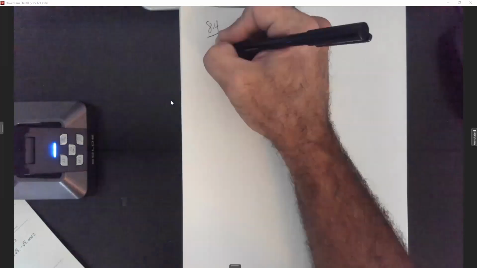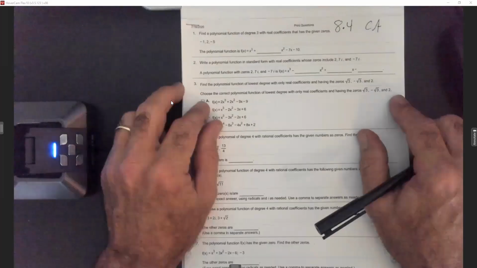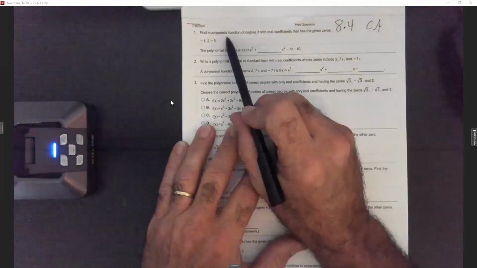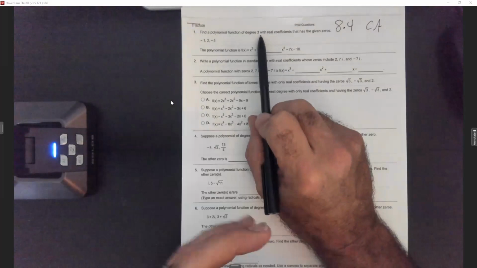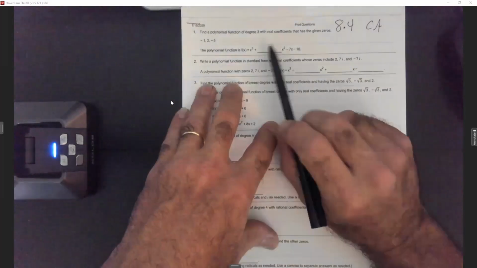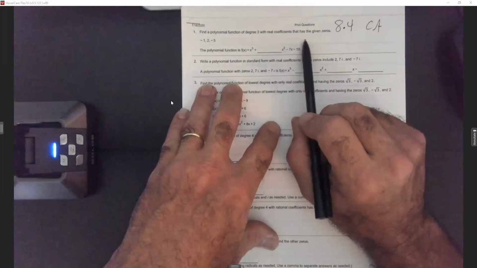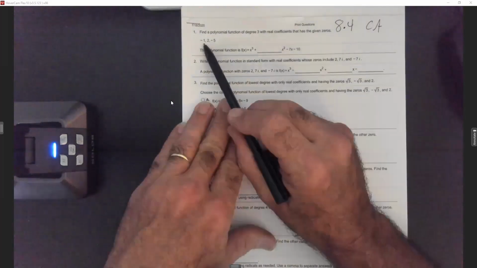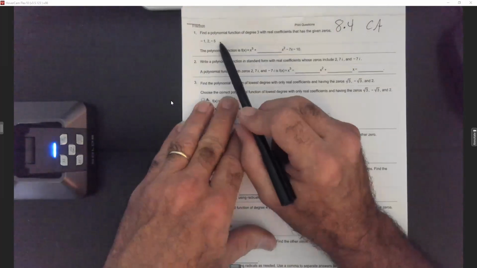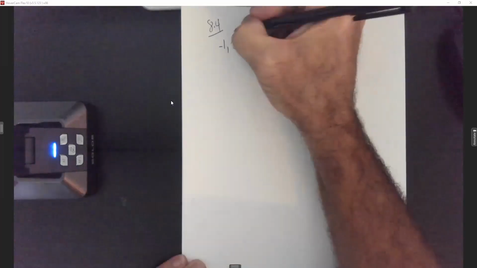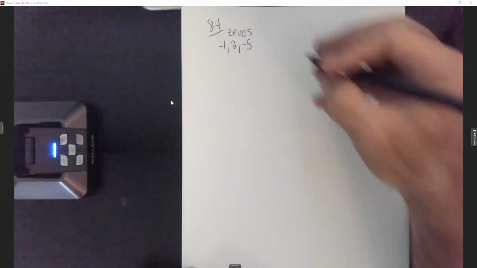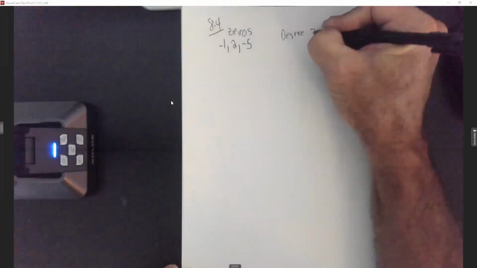So my first question says, find a polynomial. I'll let y'all read this. It's telling me find a polynomial function of degree 3. When they say degree 3, that means the highest exponent on your variables can be a 3, with real coefficients that has the following given zeros. They're giving me -1, 2, and -5. So let me write them 3 numbers down: -1, 2, and -5. These are my zeros, and I'm coming up with a degree 3 polynomial.